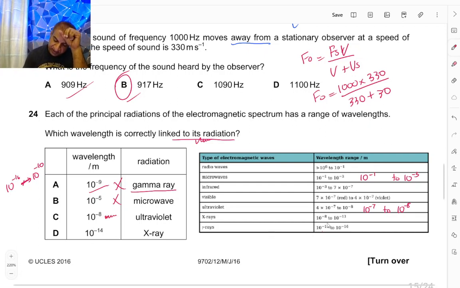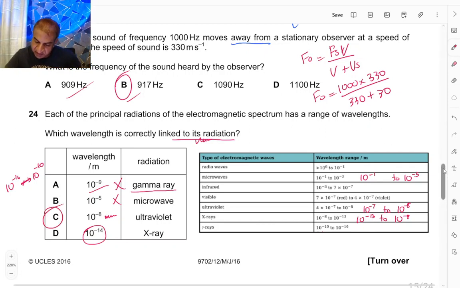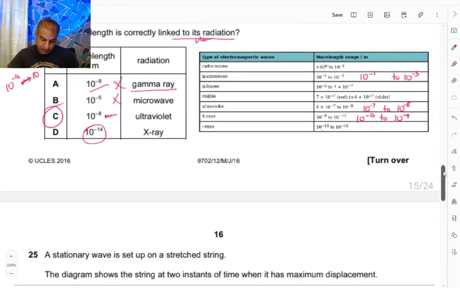But let's see. What about X-rays? That ranges from 10 raised to power minus 13 to 10 raised to power minus 8. The value given is actually smaller than the range of X-rays. So this could not be true. So C is the right answer. This is how you use this table. So you just need to memorize this table and that would be it.